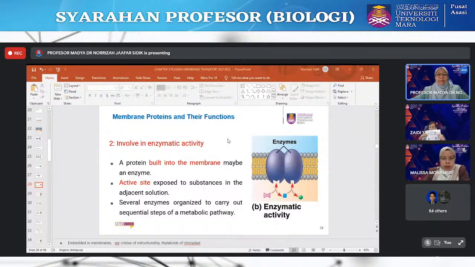Now we look at the membrane protein which is involved in enzymatic activity. This protein built into a membrane may be an enzyme. You can see here there is an active site. The substrate will enter the active site of the enzyme, and then it will leave the active site. The active site has a very specific size and shape suited to bind to a particular substrate. The active site is exposed to the substance in the adjacent solution, which will bind to the active site here.